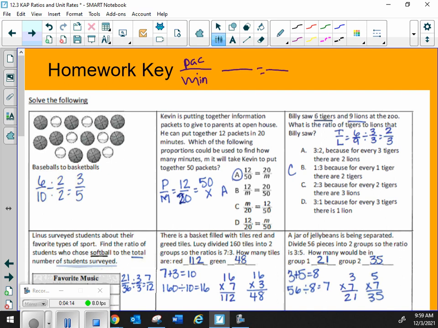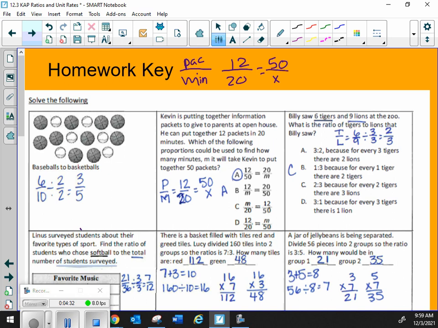And then the proportion gives us 12 packets in 20 minutes, and wants to find out how many minutes it would take for 50 packets. We didn't actually have to solve, we just wanted the proportion that fits it. Do we see one that matches that?